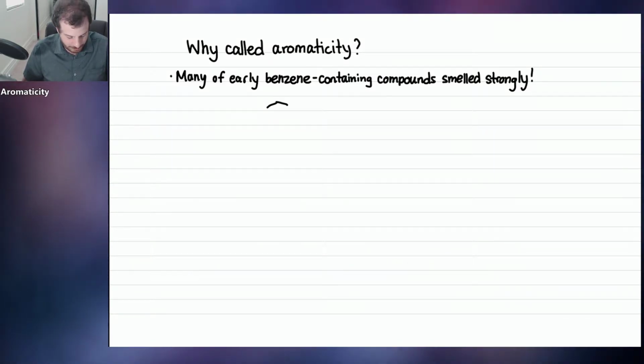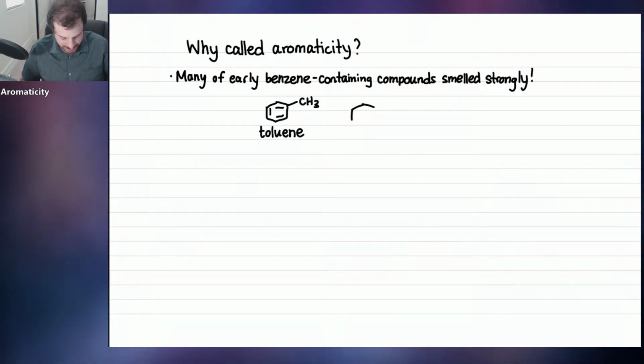Some examples of compounds that have a strong smell and contain a benzene ring are toluene. This is benzene with a methyl group coming off of it. This is called toluene, and it has a very strong smell. To me, it smells like the railroad. People always think I'm weird when I say this, but when I was in grad school, I used to use toluene a lot. Go by a train and smell that industrial, smog-like smell. It actually smells quite a bit like toluene.